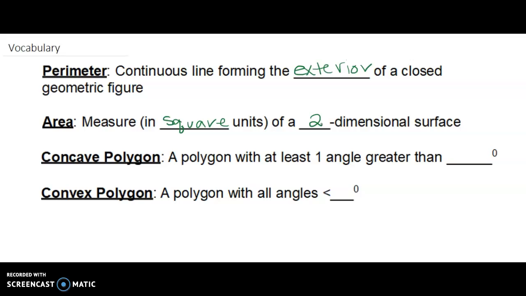Something that might be a little bit different or unknown, and we'll do some examples here to make it make a little more sense, is concave and convex polygons. Now, a concave polygon is a polygon with at least one angle greater than 180 degrees, and these are interior angles. And then convex, all angles are less than 180. Now, 90% of what we do, or 99 probably, is convex polygons. So most of what we do is convex polygons, but you do need to know the difference.